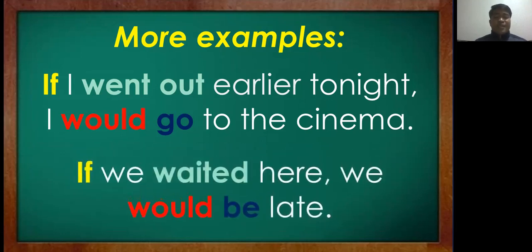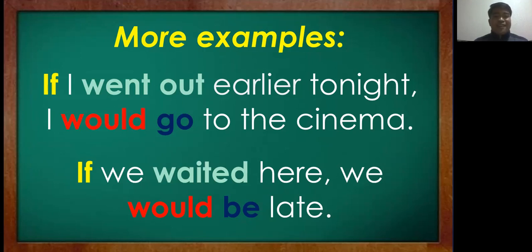Another example. If we waited here, we would be late. If, past simple form waited, would, then the base form of the verb be. So the sentence means you weren't late at all because you did not wait there or in that certain location. So you use if, then the simple past waited, then would, and the base form of the verb be.